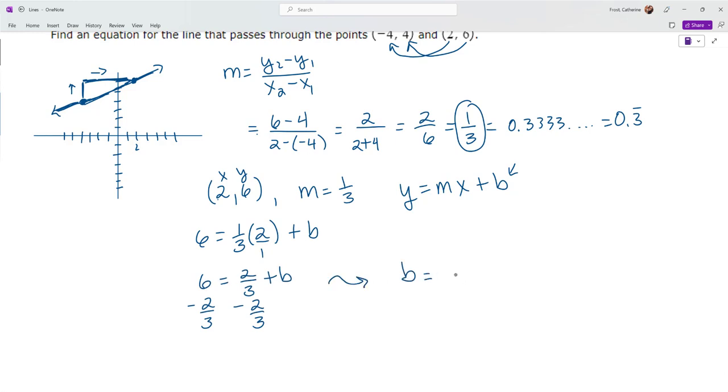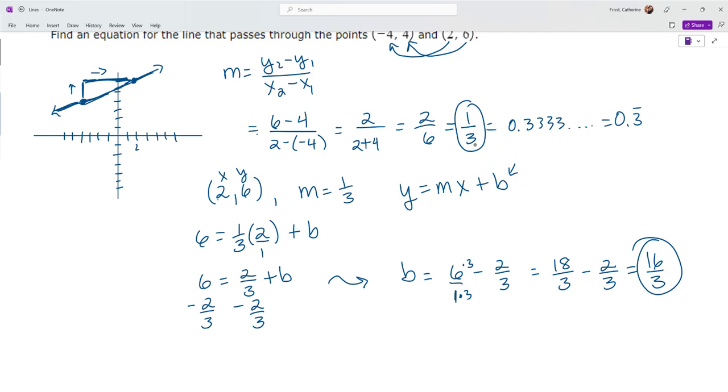So b is going to be 6 minus 2/3. We can put 6 over 1, and 3 is going to be the common denominator. So I've got to make the 6 into something over 3. Multiplying by 3 on the top and bottom, I get 18/3 minus 2/3, which is 16/3. Whew, okay, so we've got our 1/3 and our 16/3.